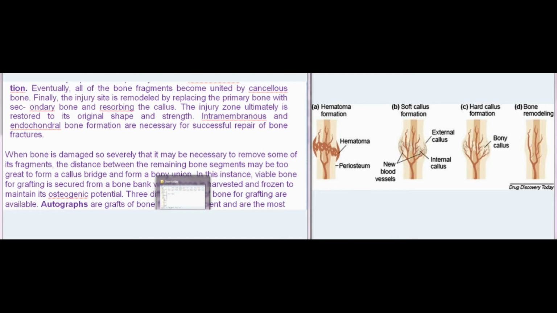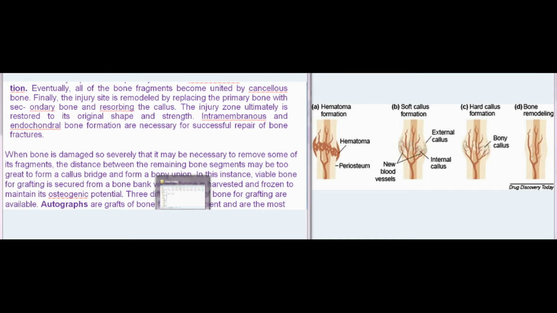Finally, the injury site is remodeled by replacing the primary bone with secondary bone and resorbing the callus. The injury zone ultimately is restored to its original shape and strength. Intramembranous and endochondral bone formation are necessary for successful repair of bone fractures.